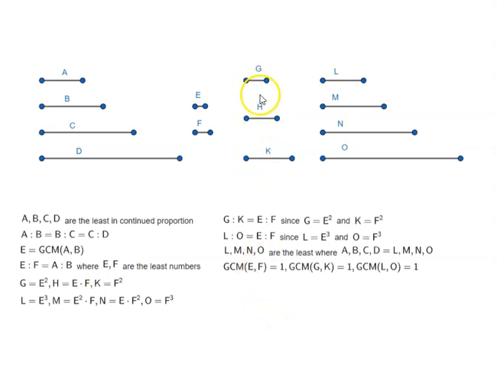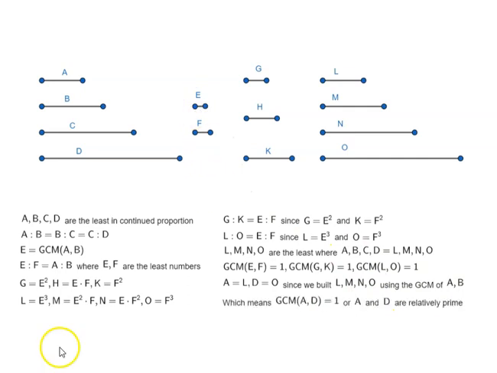Now, since we have built G and K using E and F through powers, that means G and K are also relatively prime, and L and O are also relatively prime. Now, A is equal to L, D is equal to O, since we basically built L, M, N, O using the GCM of A and B, which means GCM of A and D is equal to 1, or A and D are relatively prime. That is proposition number 3 of book 8 of Euclid's Elements.